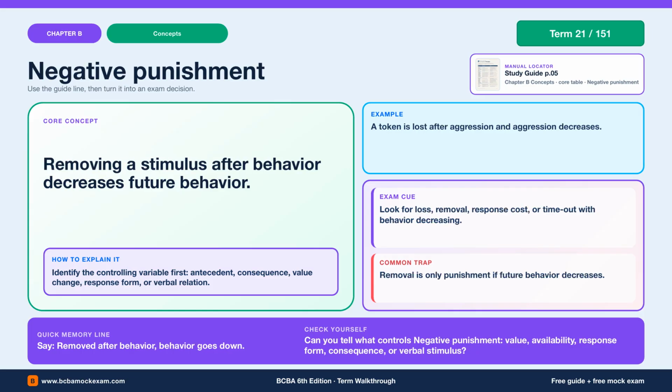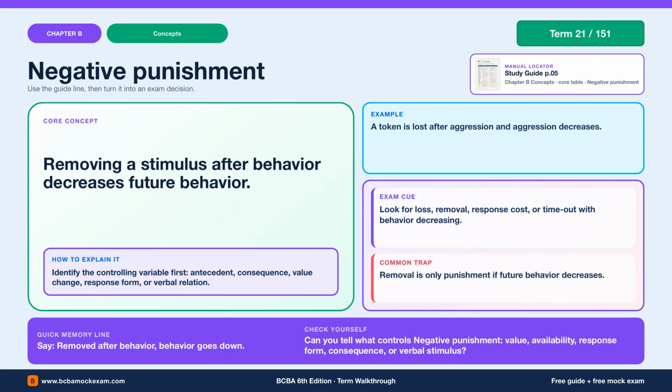Negative punishment. Negative punishment means a stimulus is removed after behavior, and future behavior decreases. For example, a token is removed after aggression, and aggression decreases in the future. The exam cue is loss, removal, response cost, or timeout, with behavior decreasing.